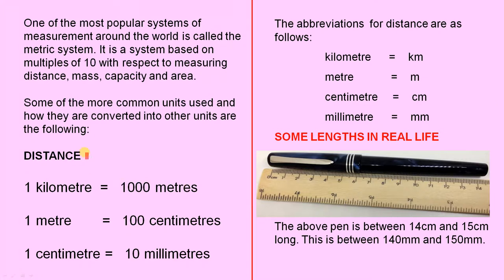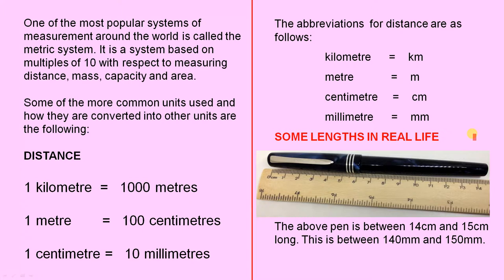With respect to distance or length, 1 kilometre is 1,000 metres, 1 metre is 100 centimetres, 1 centimetre is 10 millimetres. The abbreviations for distance are as follows. The kilometre is km, the metre is m, the centimetre is cm, and the millimetre is mm.